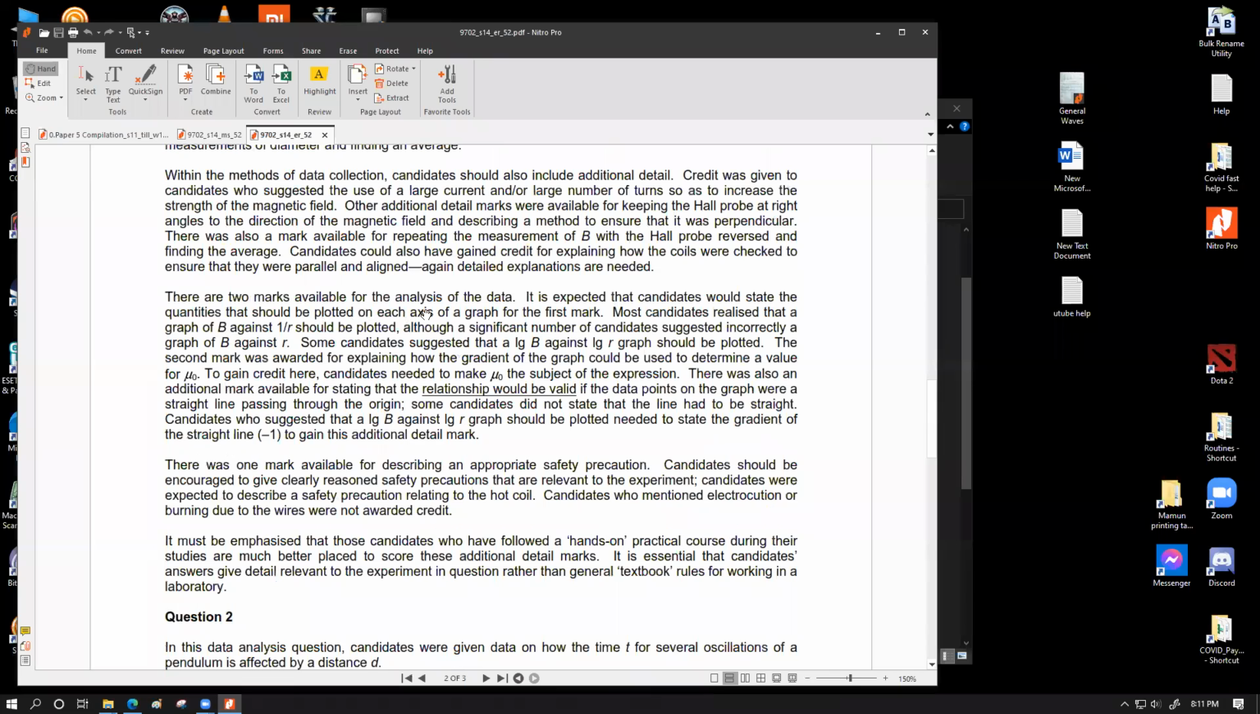There were 2 marks available for the analysis of data. There was 1 mark available for describing the appropriate safety precaution. Candidates should be encouraged to give clearly reasoned safety precautions that are relevant to the experiment. Candidates were expected to describe a safety precaution related to the hot coil. Candidates who mentioned electrocution or burning due to the wires were not awarded credit.